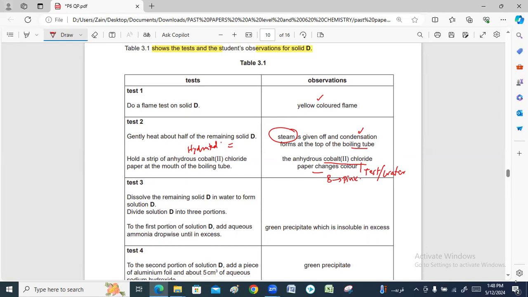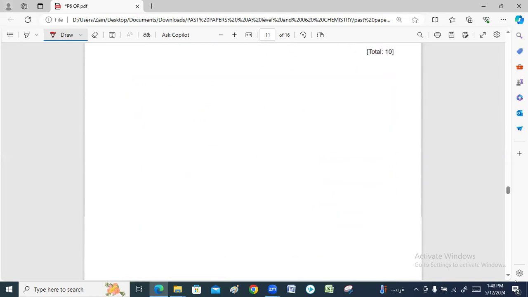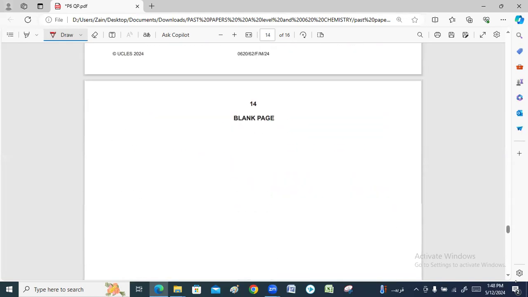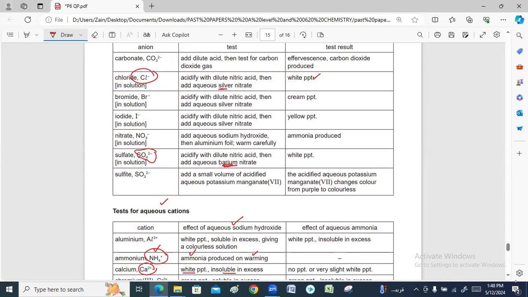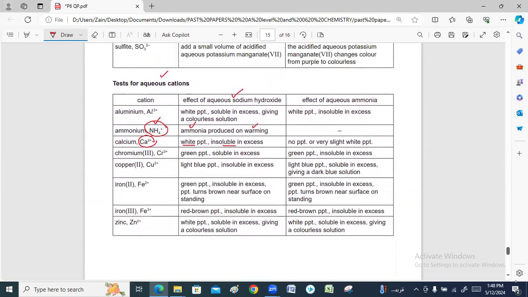So dissolve the remaining solid D in water to form solution D. Divide solution D into three portions. To the first portion of solution D, add aqueous ammonia dropwise until in excess, giving a green precipitate. So just look at the qualitative analysis notes. Aqueous ammonia, green precipitate. Okay, so these are the tests.